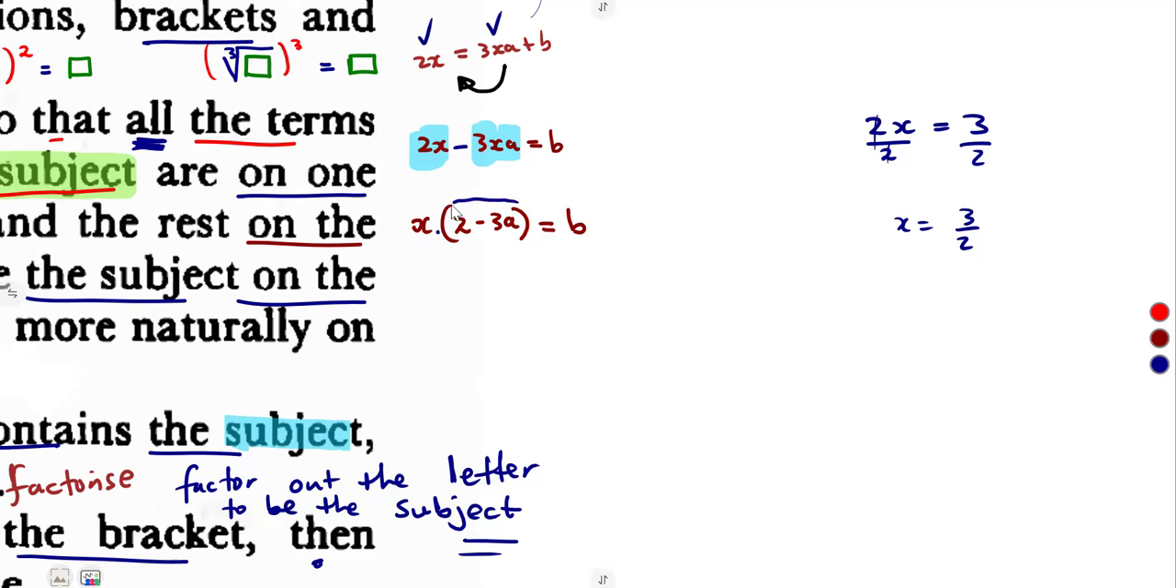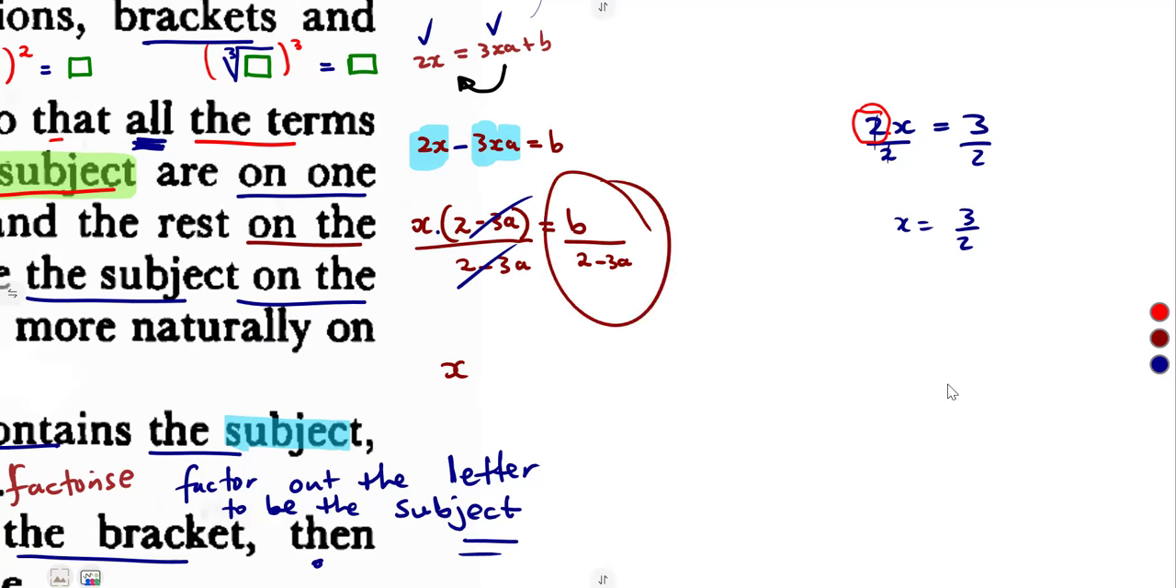So the bracket here representing 2 minus 3a is the same as this 2 that is multiplying x. You divide by what is multiplying x. What is multiplying x here is the bracket. So you're going to divide by that bracket, 2 minus 3a, and divide also here by 2 minus 3a. So this is going to cancel. You remain with x. This is what we want. X is equal to b over 2 minus 3a. Here it is found in terms of other letters, in terms of b and a.